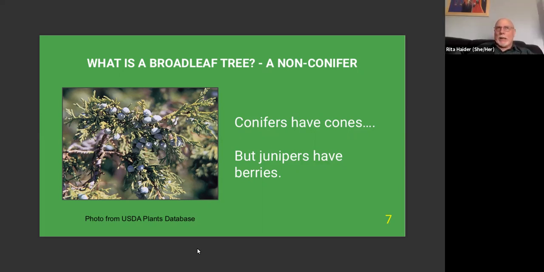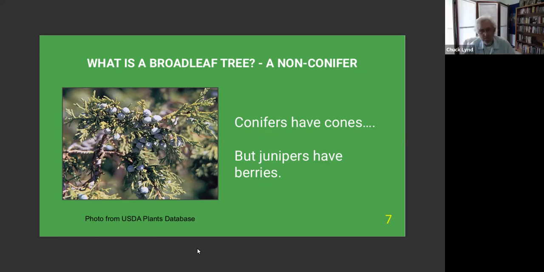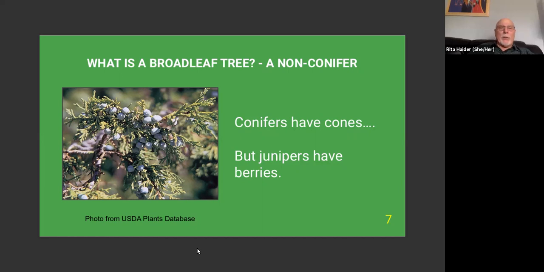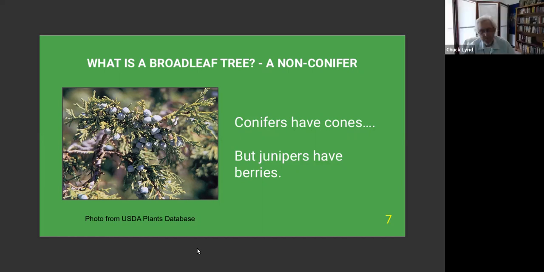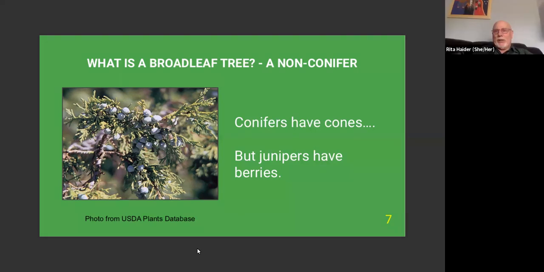I can't tell you, and even the forestry majors I've talked to typically couldn't tell me why this is a cone, but you do see the needle-like structures on this juniper, and it even has a kind of smell. This would be a juniper. This would be a conifer, fairly obvious.